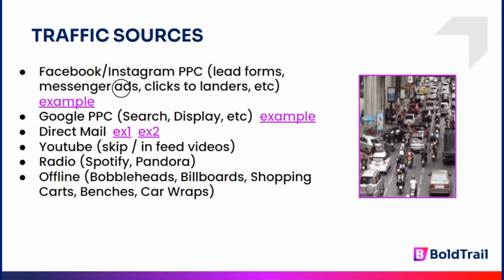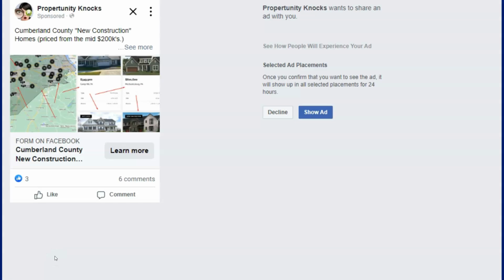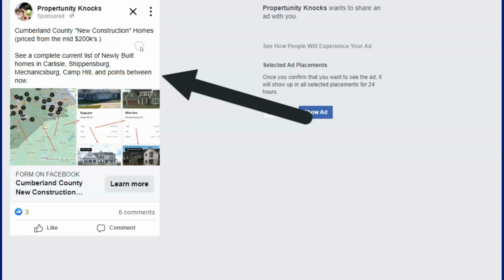So you have lead forms, messenger ads, clicks to landers, all different criteria within those. But basically you can go run an ad on Facebook either manually for your niche, or you can use some of the options you'll find in the marketplace in Bold Trail and KV Core. Here on the screen you'll see a niche focus ad going back to our property lists idea, where it's offering a list of new construction homes priced from the mid 200Ks, a little bit of a formula there to put a number in there for the properties, and it says see a complete current list in a specific geography.